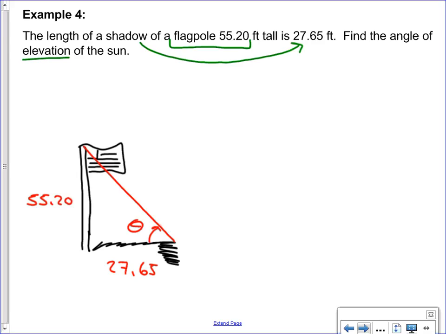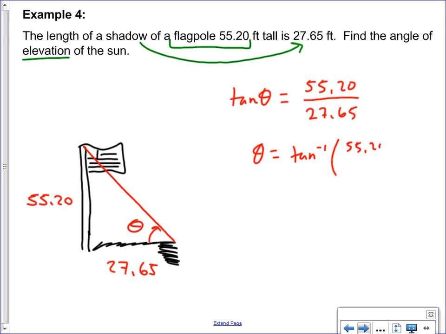Sine, cosine, or tangent? I feel like a lot of these are tangent. Tan theta is equal to 5.20 over 27.65. And how do we solve for theta? Inverse tan. Thank you, Ryan. So put inverse tan of that fraction, 5.20 over 27.65.